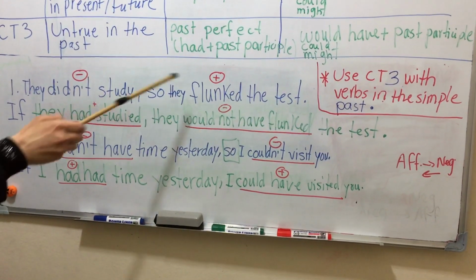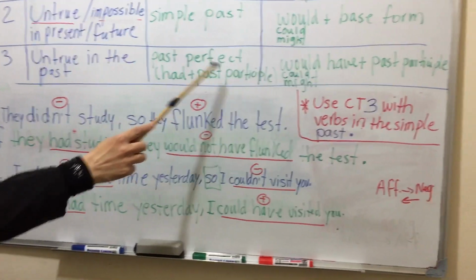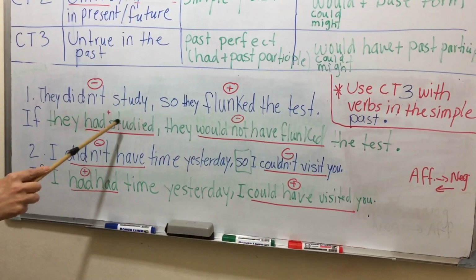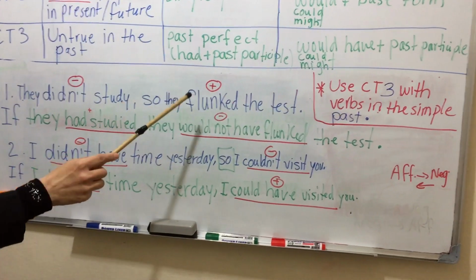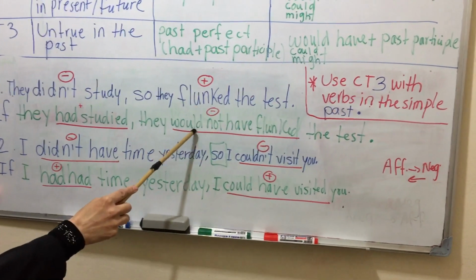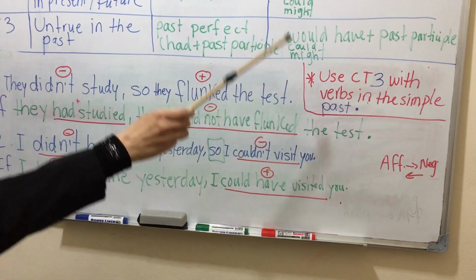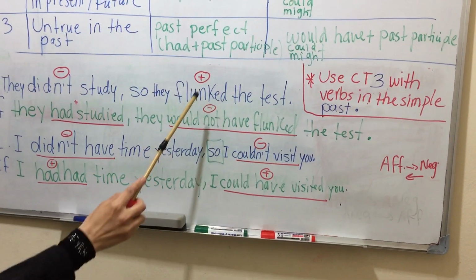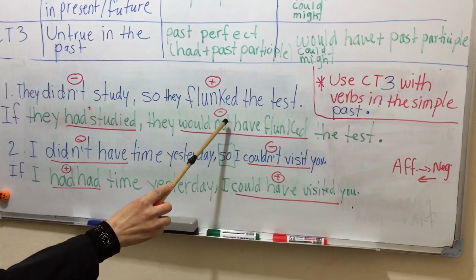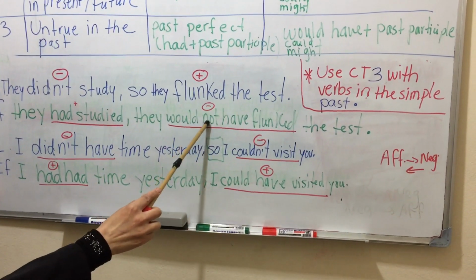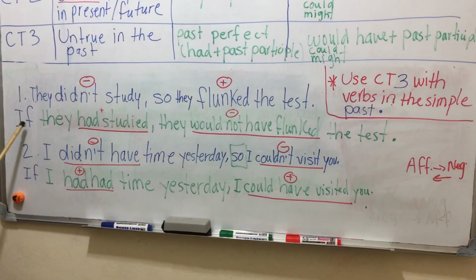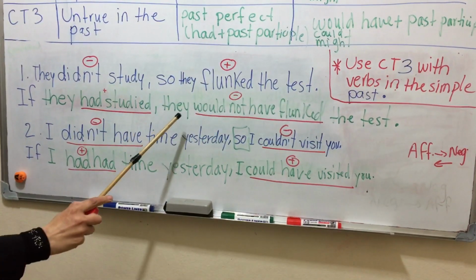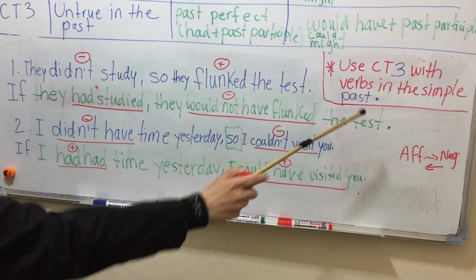So now, based on the form of CT3, we're going to use the past perfect, which is had plus past participle. So we went from didn't study to had studied, okay? And then we went from flunked to would not have flunked, because I'm supposed to use would have plus the past participle. And since it is affirmative, I had to make it negative. And we always put not after the first word in our verb phrase. So the sentence now reads, if they had studied, of course we get rid of so, which indicates the result clause, they would not have flunked the test.